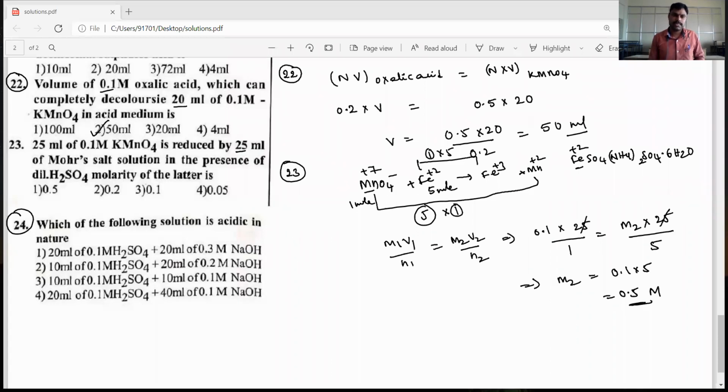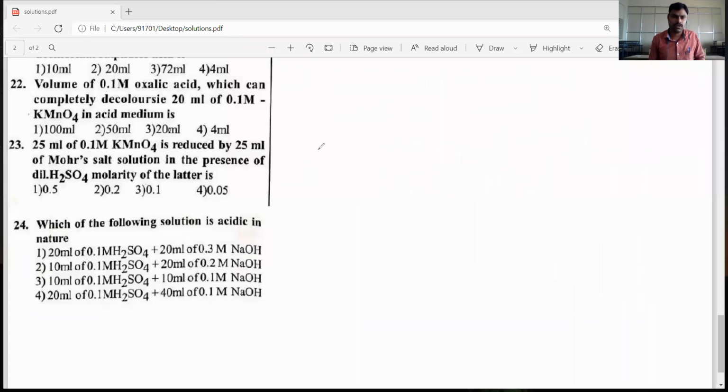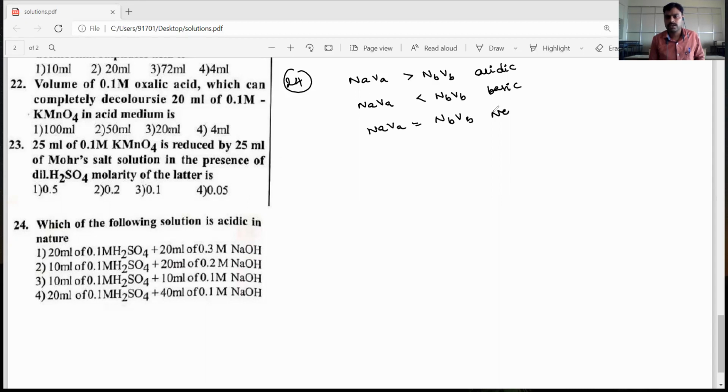Okay, dear students, let's see the 24th question. How to solve this 24th question, dear students? The 24th question: which of the following is acidic in nature? In this normality concept, if NaVa is more than NbVb, normality into volume of base, then the resultant solution is acidic. If NaVa is less than NbVb, then the resultant solution is basic in nature. If both are equal, then it is neutral.